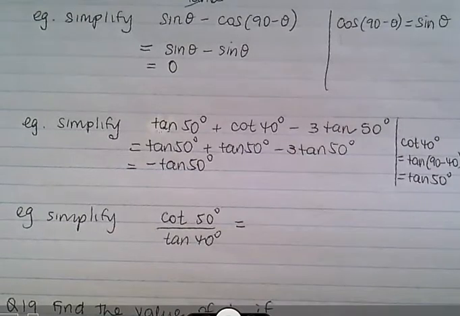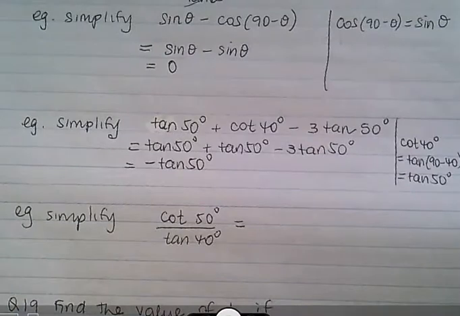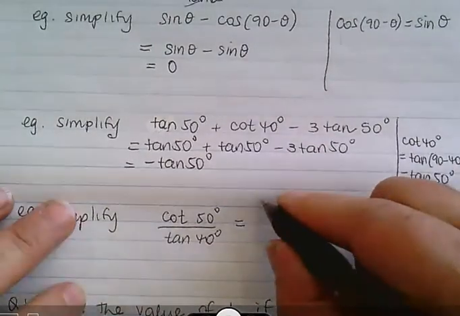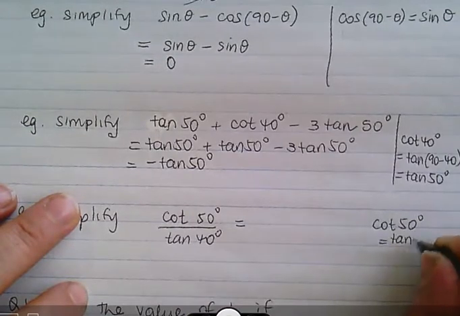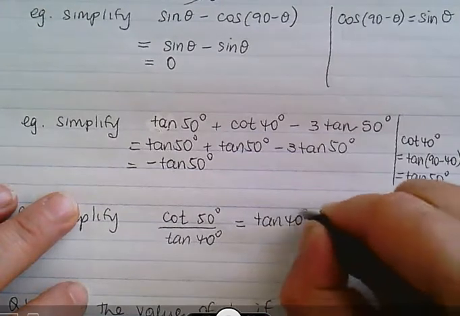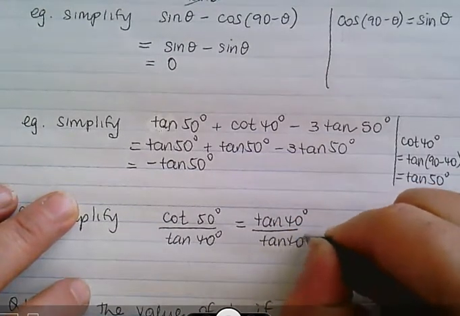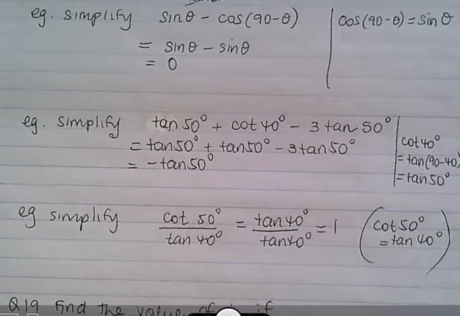The next one, oh, I've done cot of 50 and tan of 40. You can change, I don't care which one you change. Let's change the cot 50 into tan of 40. So that's tan of 40 over tan of 40, which is 1. Okay? Because cot of theta equals tan of 90 minus theta.